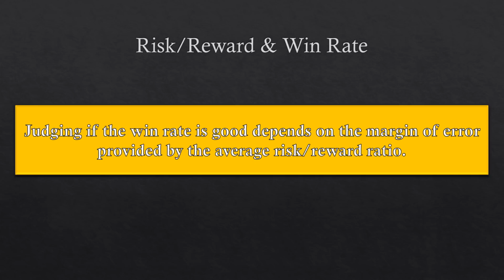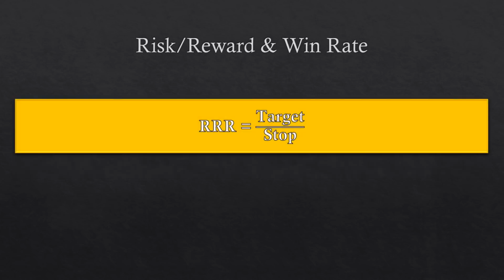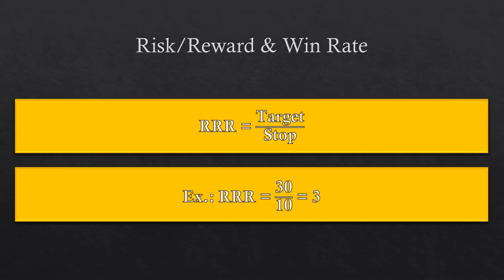Judging if the win rate is high or low depends on the minimum win rate you need to make money according to your risk-reward ratio. The risk-reward ratio is simply the ratio between the target and the stop. For example, if your stop loss is 10 and your target is 30, you have a risk-reward ratio of 3.